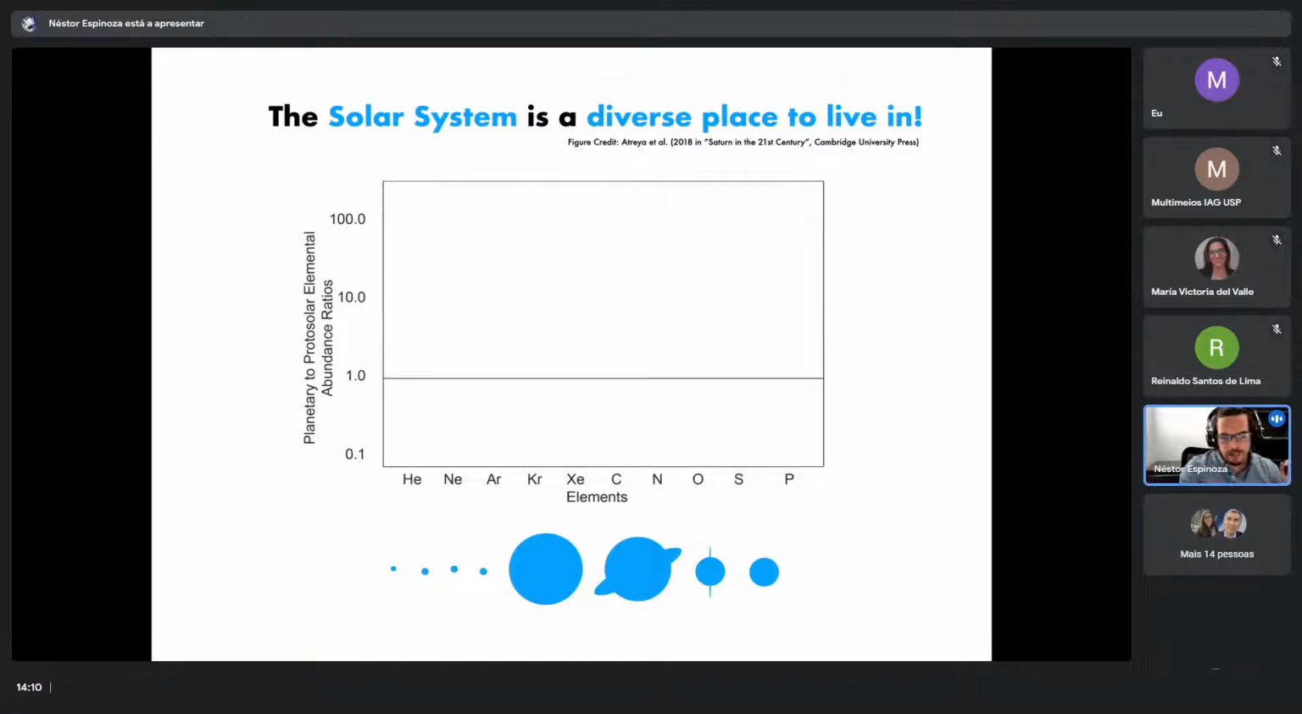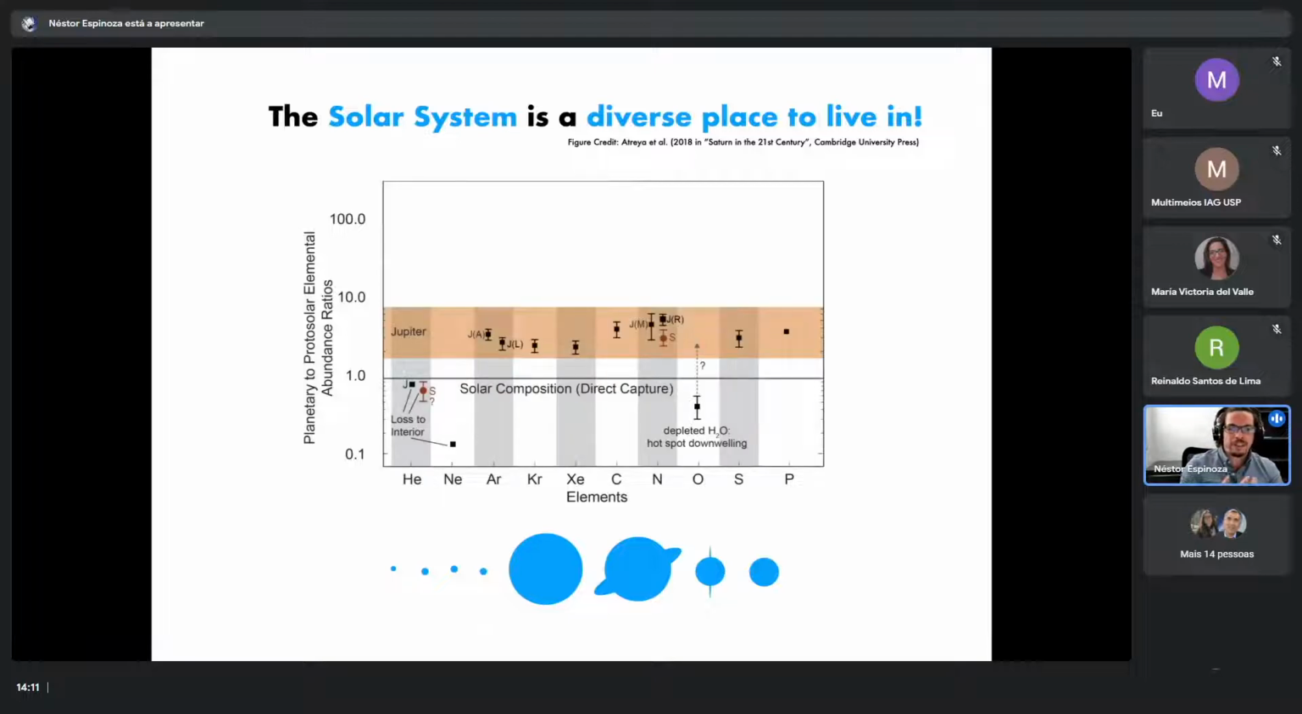You should expect for all the elements to be at a ratio of 1, right? If these seeds that were around were the ones that this planet just accreted, then they should have the same elemental abundance as the protosun, the protosolar elemental abundances. But when you start looking at the actual measurements from these different planets in the solar system, you start figuring out that that's actually not the case.